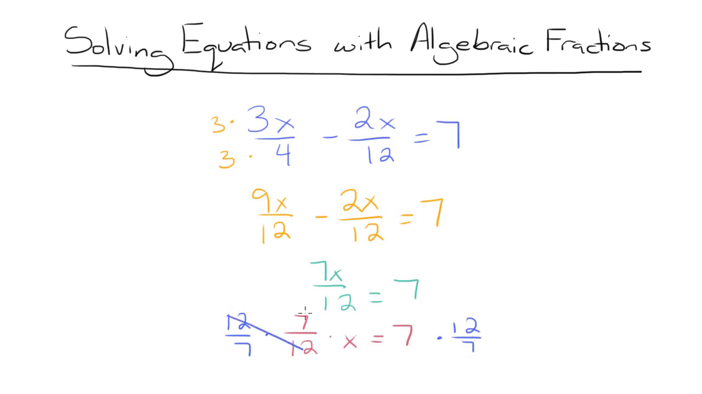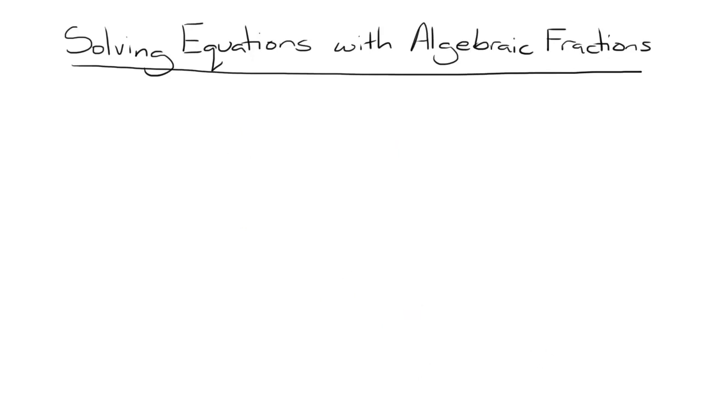When we do that, it cancels our fractions out over here and we're left with x, which is what we want. And then if we do that over here, we can simplify first by doing 7 divided by 7, which gives us 1, and then do 1 times 12, which is 12. So x equals 12, which is our answer. Let's take a look at another problem.